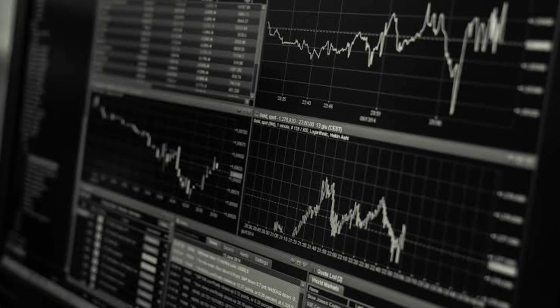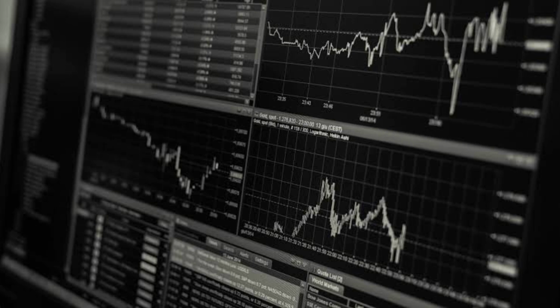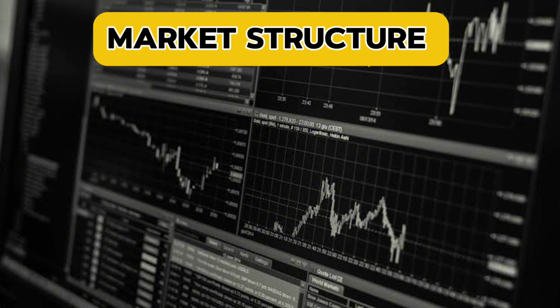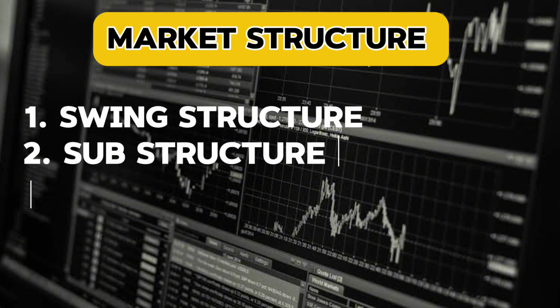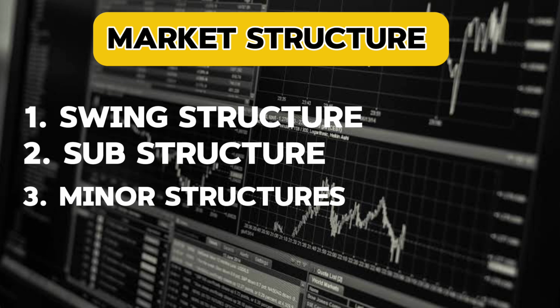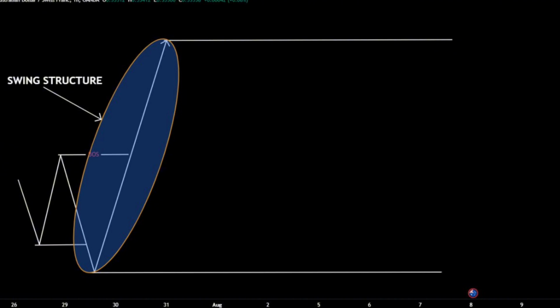The market structure for me is divided into three major categories. Category one is the swing structure, category two is the minor structure, and category three is the substructure. Mainly what we are going to be looking at is how to determine the swing structure and then the minor structure. The substructures are of no concern for us.